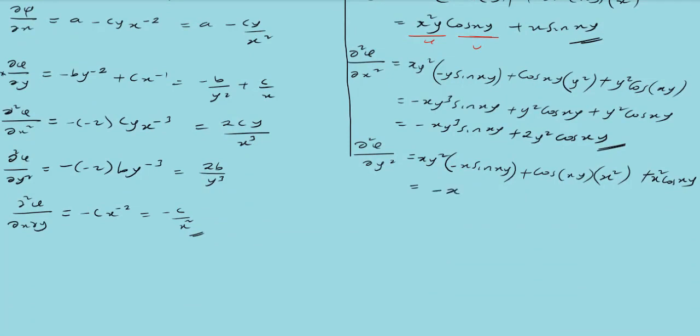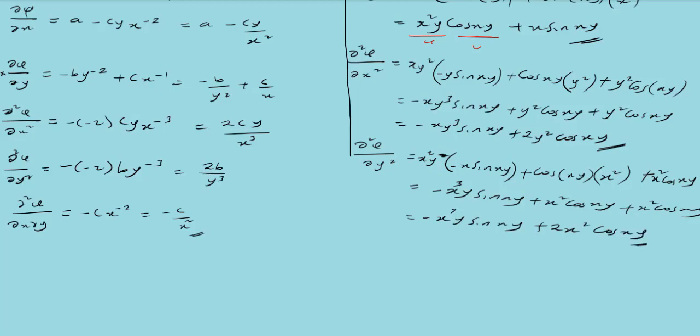minus x. So this is not xy square, it's x square y. This is x square y cos. So this one will give me minus x cube y sine xy plus x square cos xy plus x square cos xy, so that this will become minus x cube y sine xy plus 2x square cos xy.